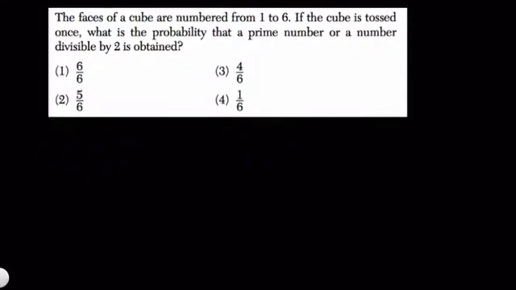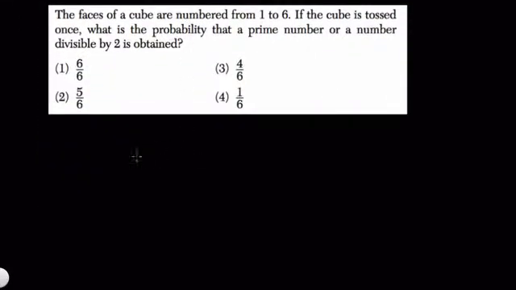Okay. The faces of a cube are numbered from 1 through 6. The cube is tossed once. What is the probability that a prime number, or a number divisible by 2, is obtained? So if you roll a cube once, you can only get a 1, a 2, 3, 4, 5, or 6.